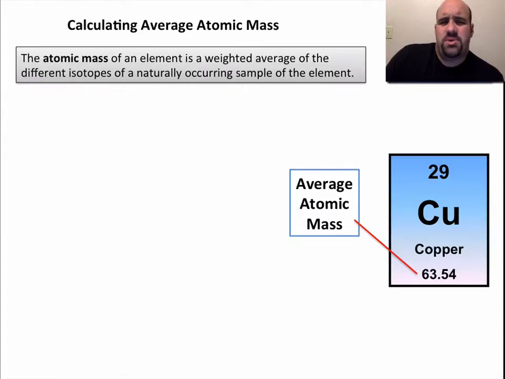Hi, this is Mr. Sapone, and today we're going to learn how to calculate average atomic mass based on percent abundance. And the atomic mass of an element is simply a weighted average of all the different isotopes of a naturally occurring sample of that element. And for those of you who are students, you might be familiar with weighted averages.